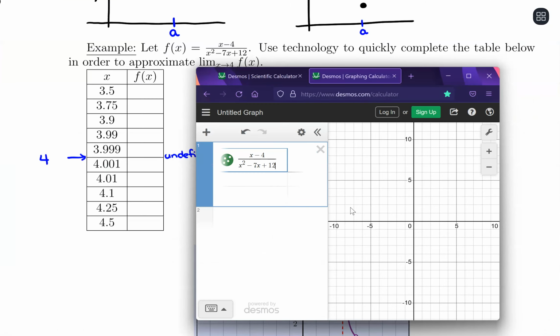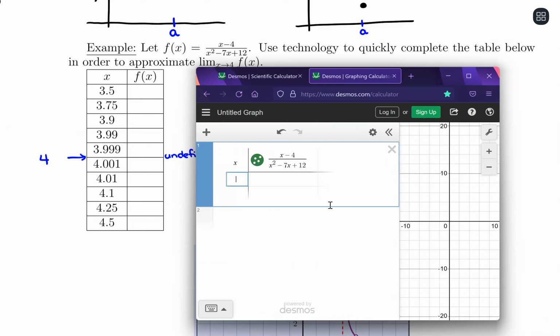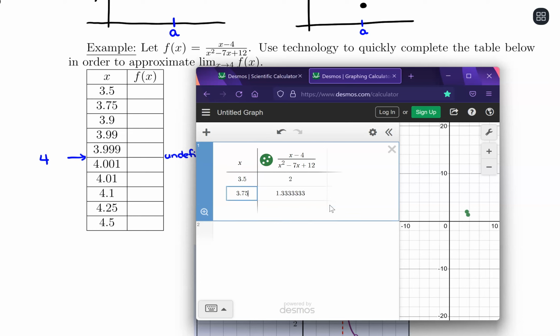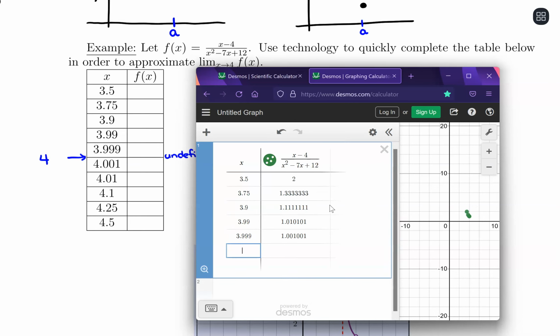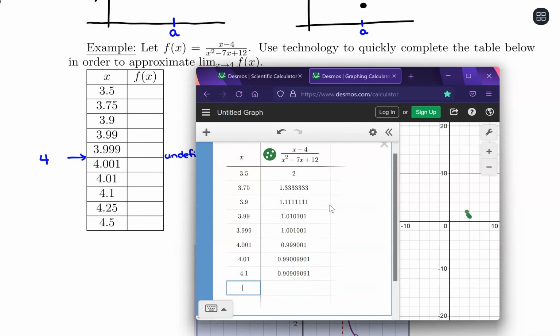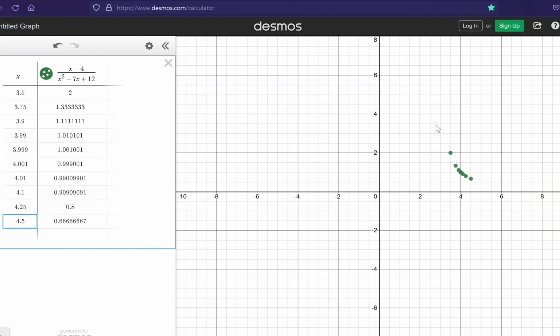Now under x, we can just start typing in our values. Like 3.5, 3.75, 3.9, 3.99, 3.999, 4.001, 4.01. This is just a nice way to get quick calculations using our table. And you can see on the right-hand side here, it's graphing those separated coordinates. You can see how it's mapping all those values that we're typing in.